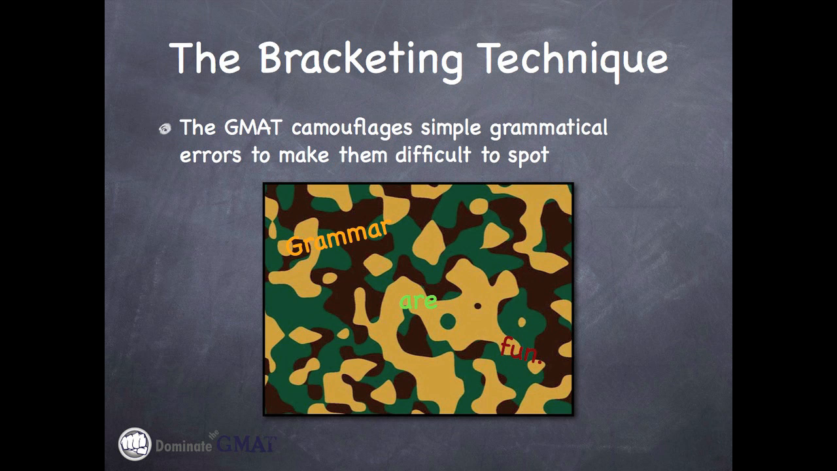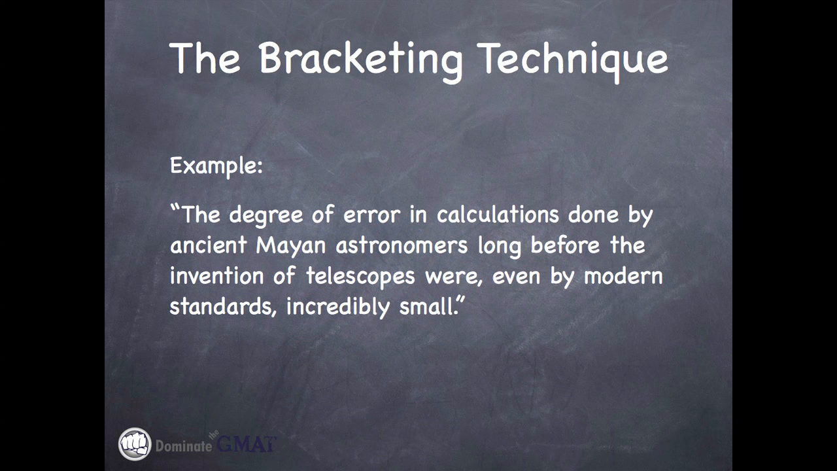Well, obviously, if I just said "grammar are fun," something rubs you the wrong way. You know that's wrong. You know it should be "grammar is fun." Grammar is singular. And yet when they're embedded in this camouflage, it's hard even to see some of the words. And so how do we do that? How do we decipher? How do we filter through all of this? The bracketing technique. The bracketing technique will come in incredibly helpful for you on a large number of sentence correction questions. Let's take a look at this example.